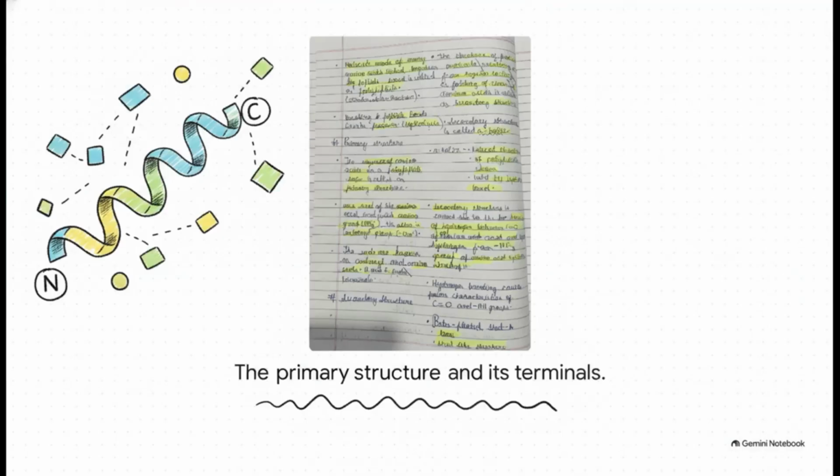It all begins with the primary structure. This is simply the specific, linear sequence of amino acids in the polypeptide chain. If you trace the ends of this chain, you'll find an amino terminal, known as the N end on one side, and a carboxyl terminal, or C end, on the very opposite side.